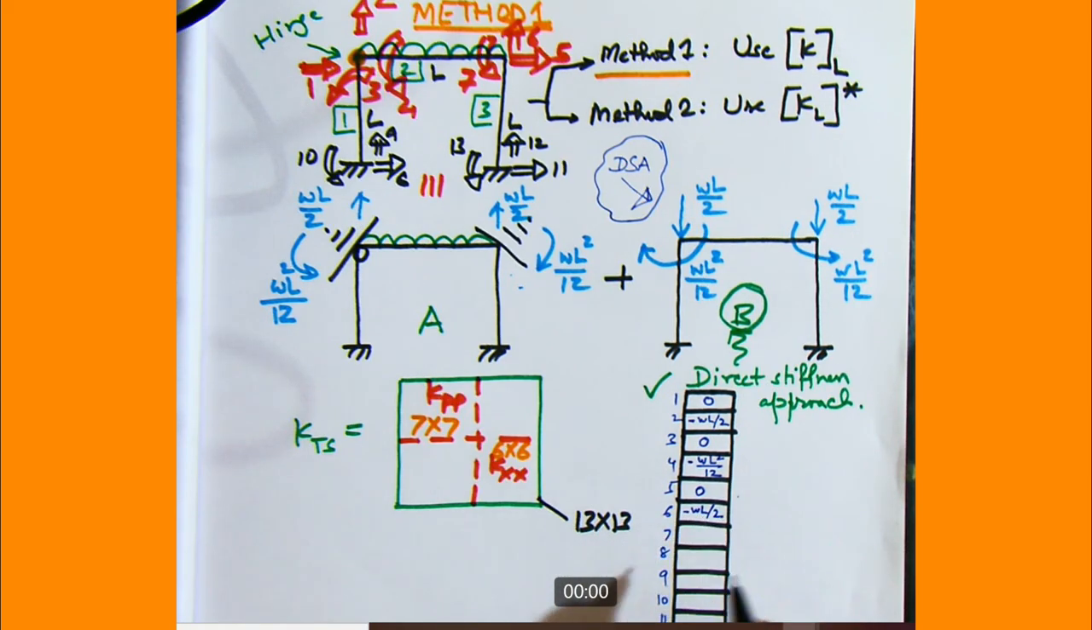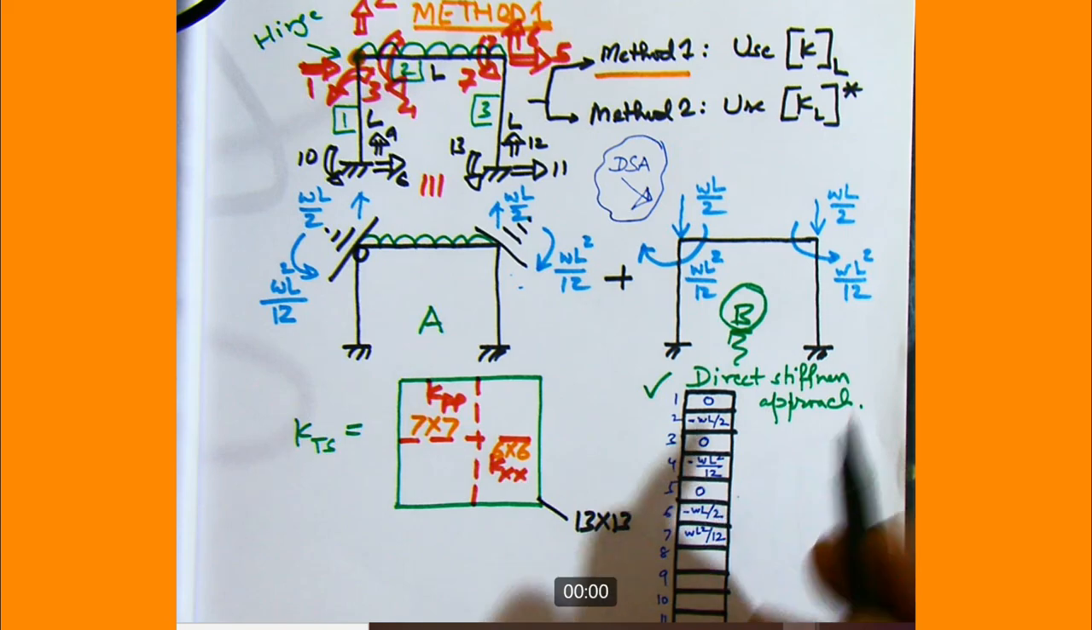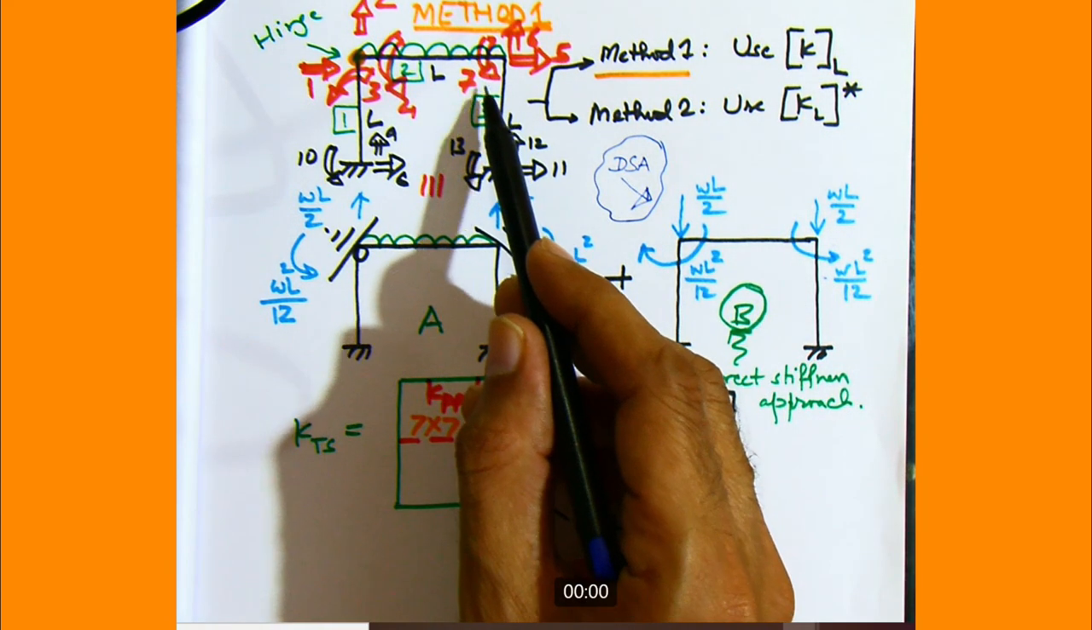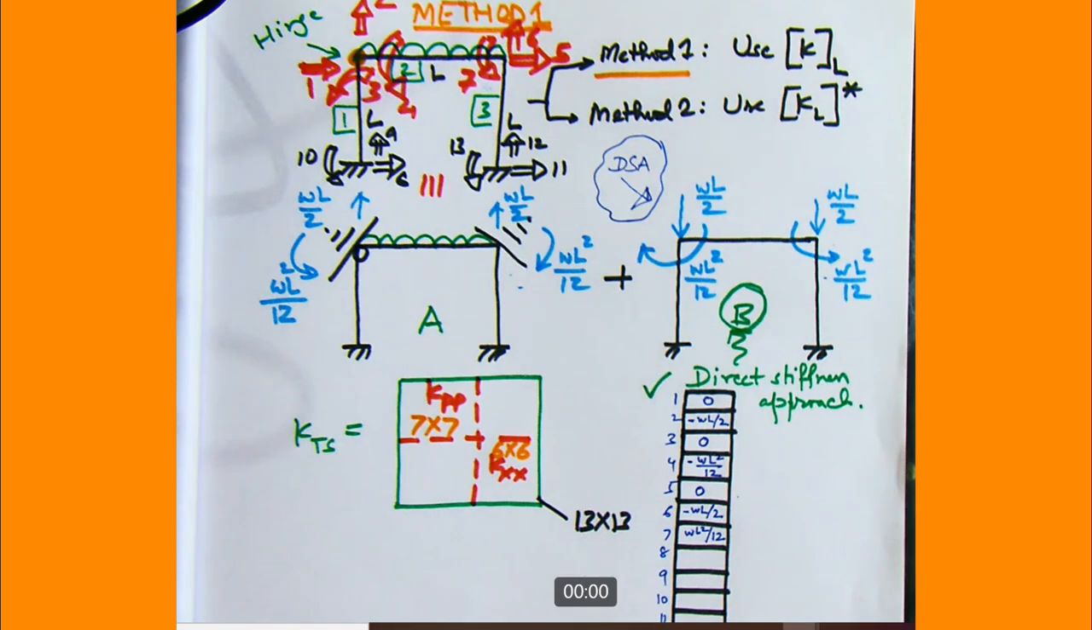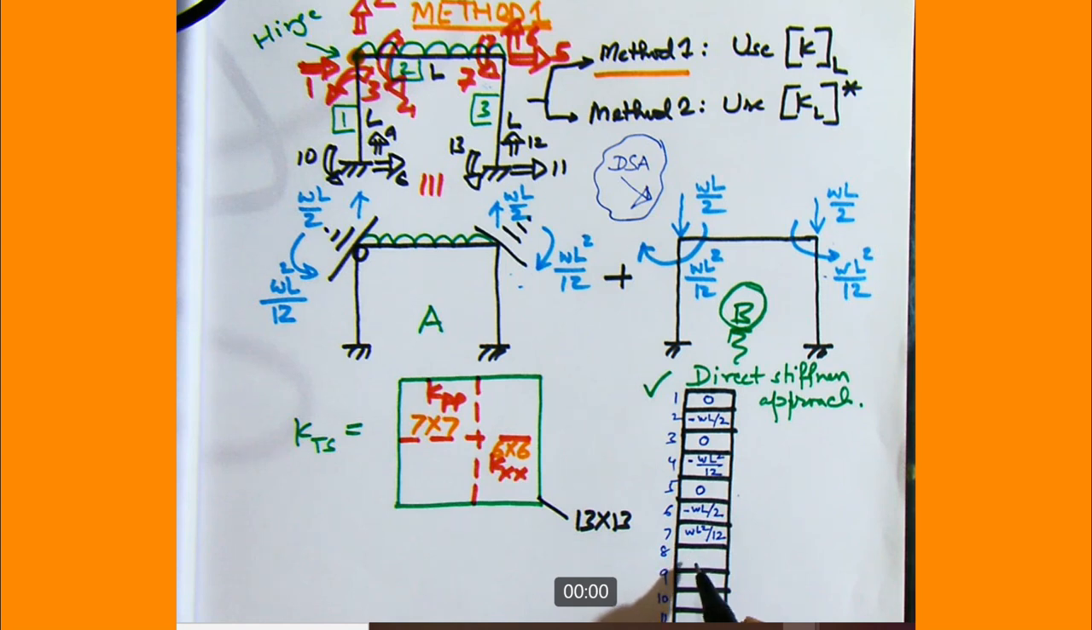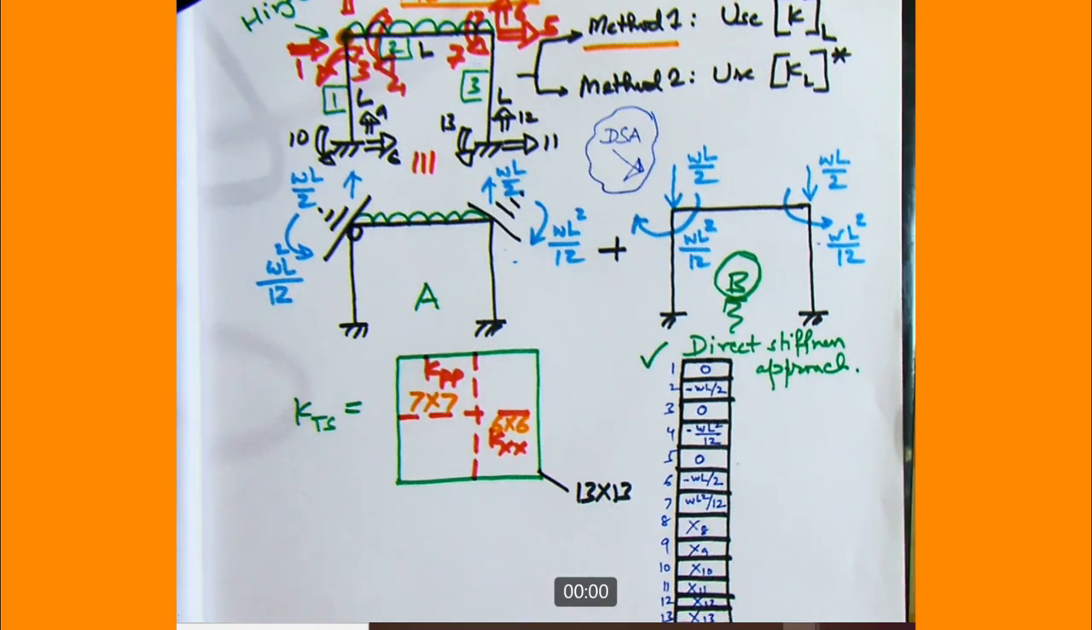And cell number 7, plus WL square by 12. So hope you now see a difference, that this is now plus. It's in the same direction as the positive direction of 7. So that's why it was 7. And all others, now we have x values, x8, x9, x10, x11, x12 and x13. So this is our force vector. I am just flipping here so that you will see the other terms also.